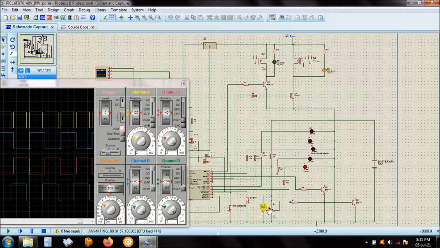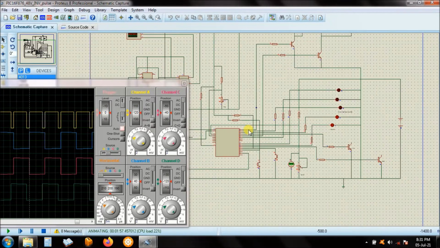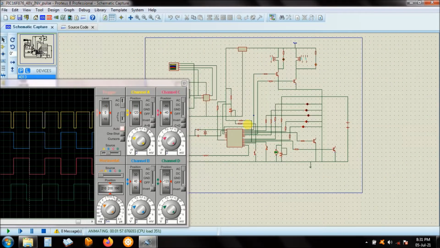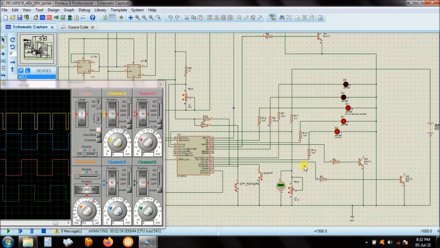Now, okay, if I change the temperature, the transistor turns on. You can see this one has gone high, and then if I go back, it will run for some seconds. I think I've made it 1 minute, and then it goes off.